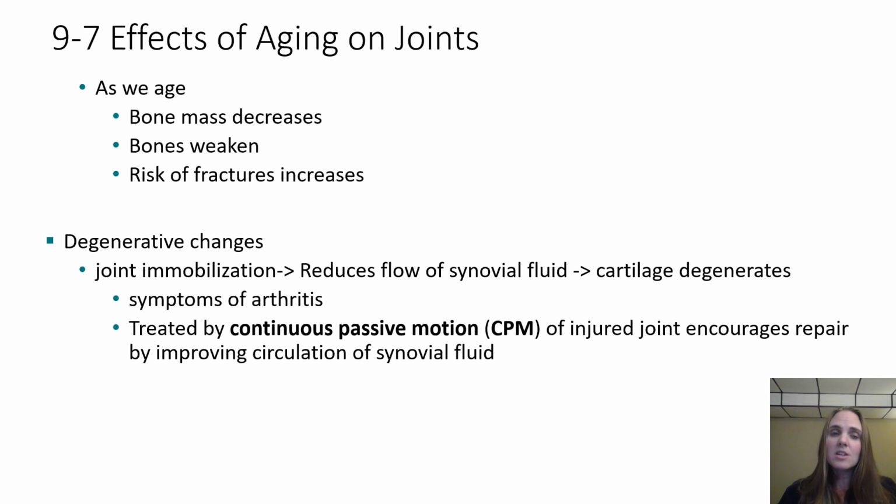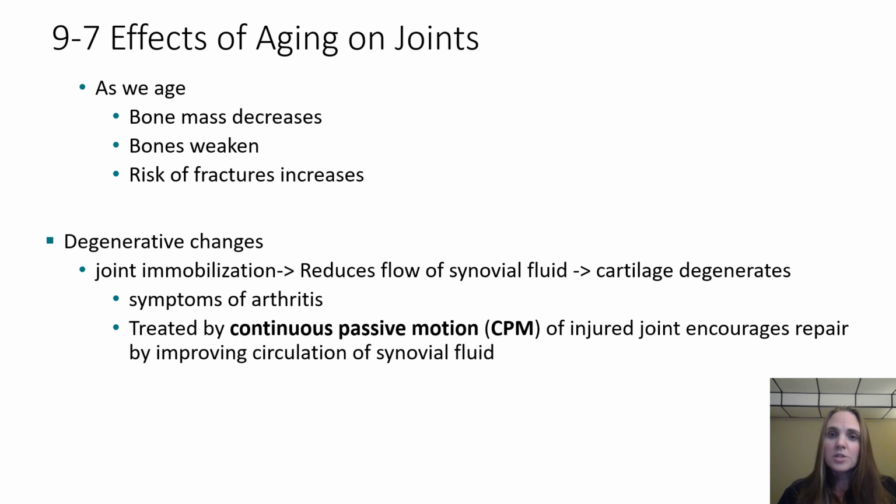So as we age, and we mentioned this a little bit in chapter 6, the effects on the bones as we age, the bone mass is going to decrease. Those bones are going to weaken, and our risk of fracture increases. Degenerative changes in the joints can result in joint immobilization, which means those joints are not moving as much or at all. And this immobilization of joints, this reduction in movement, reduces the flow of synovial fluid.